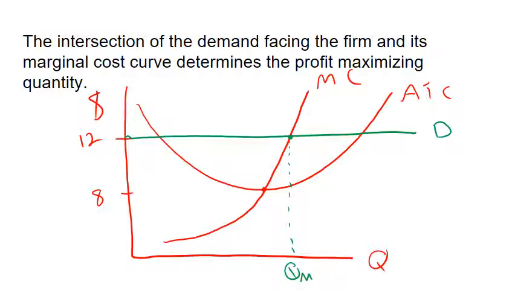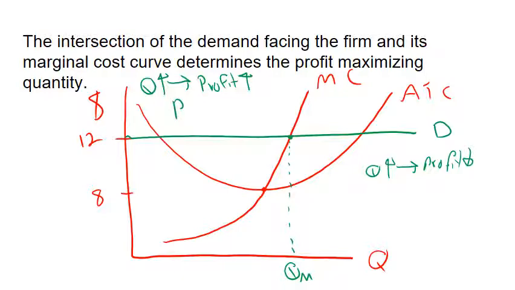If I'm to the left of QM, an increase in quantity will make profit go up. So if I'm below QM, I want quantity to rise. When I get above QM, an increase in quantity will make profit go down. I know this because when I'm to the left of QM, price is greater than marginal cost. The demand curve is above the marginal cost curve. When I'm to the right of QM, price is less than marginal cost. The demand curve is below the marginal cost curve. So QM maximizes profit.